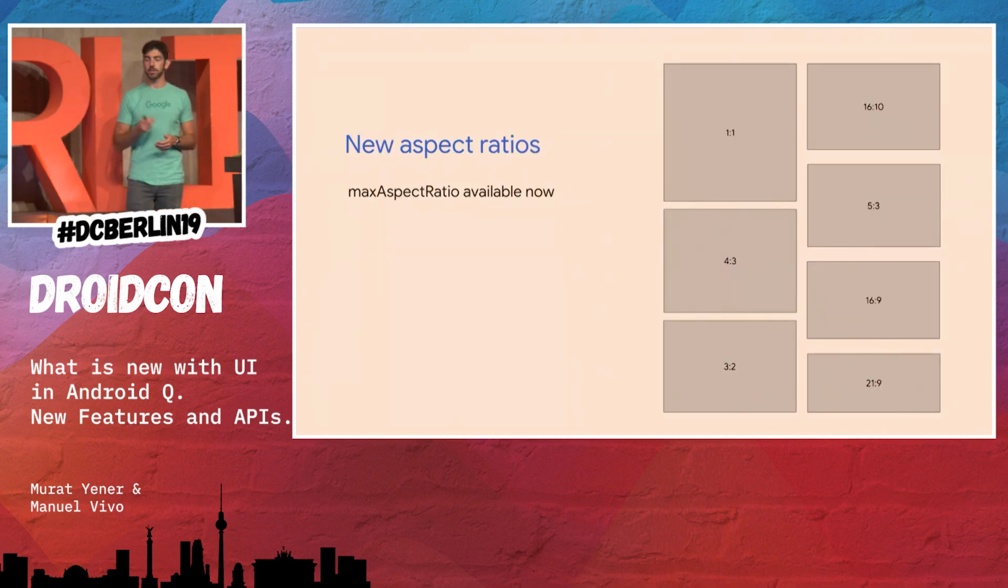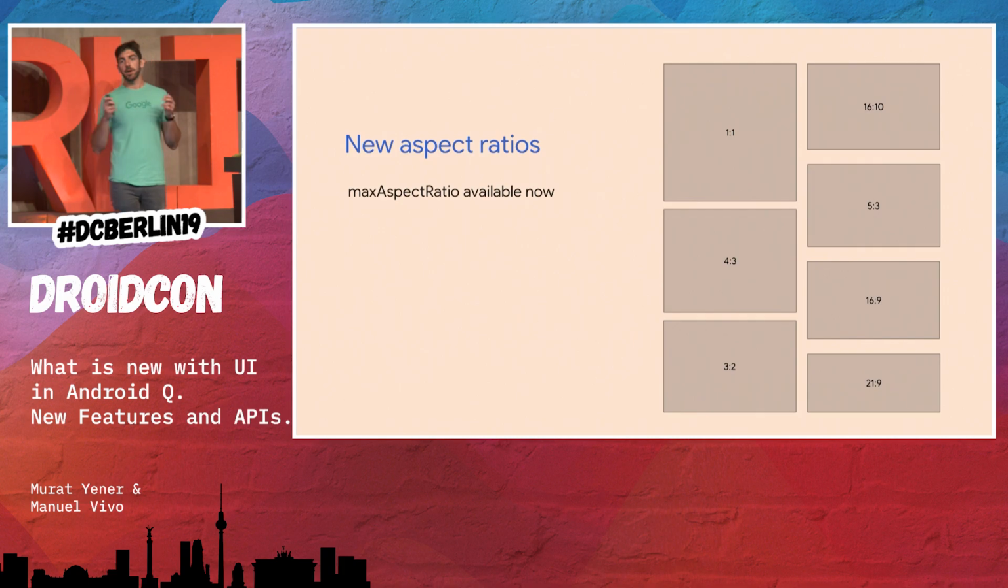Regarding aspect ratios, with foldables becoming more common, you have to consider testing with some others, for example, aspect ratio 1:1, where it's kind of a squarish screen. In the past, we allowed you to declare the minimum aspect ratio, but now we also added support for declaring the maximum aspect ratio of your activity.